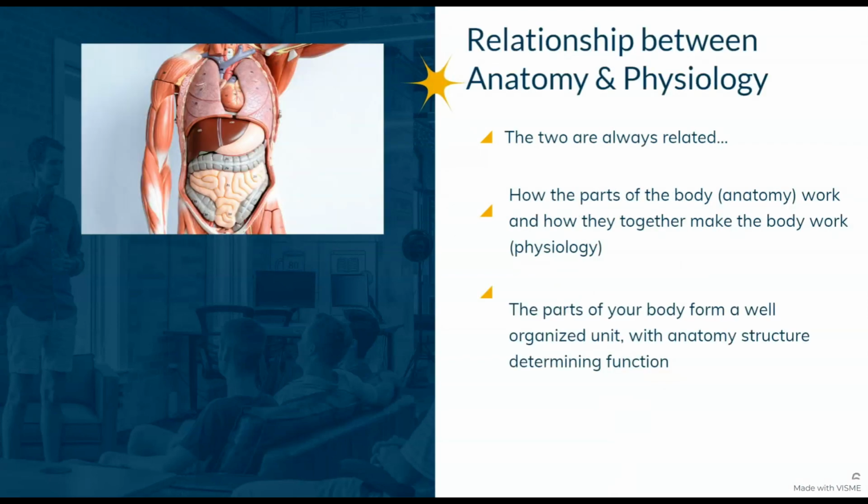The relationship between anatomy and physiology is that the 2 are always related. What we're doing is looking at how the parts of the body, in this case anatomy, work, and how they together make the body work, physiology. So the parts of your body form a well-organized unit with anatomy structure determining function. That's a key sentence: structure determining function.